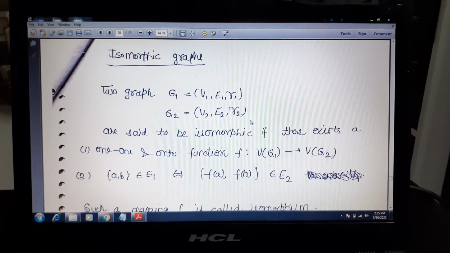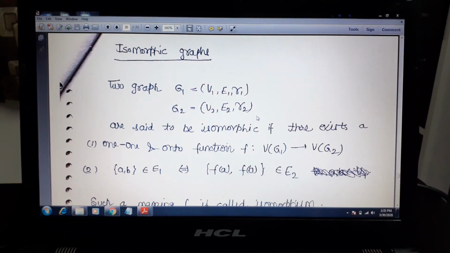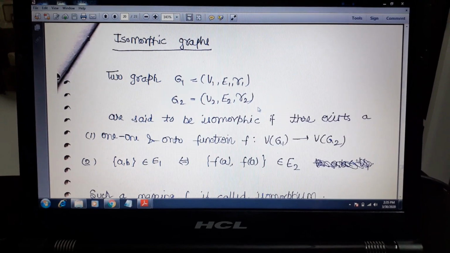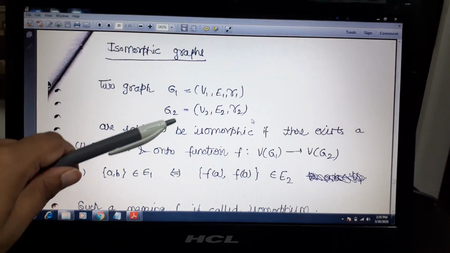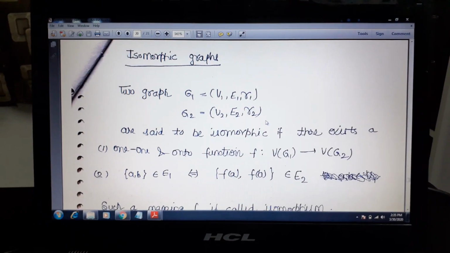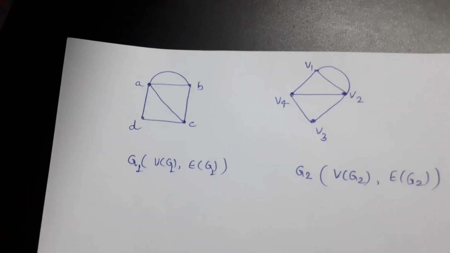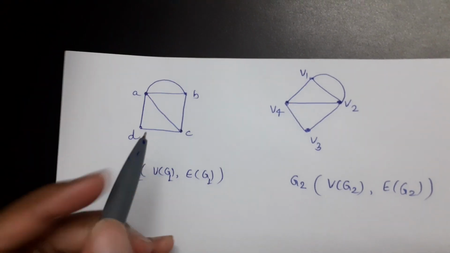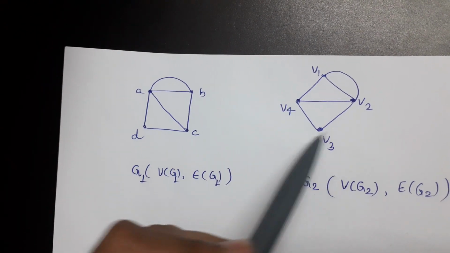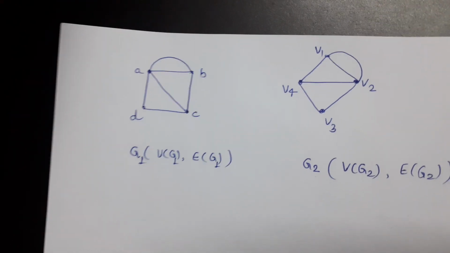Hello everyone. Next topic is isomorphic graphs, or you can say isomorphism in the graphs. So here you are given any two graphs, say G1 and G2, and you have to show that these graphs are isomorphic. Before going to the formal definition, let us understand the topic with the help of an example. Suppose these are the graphs given to you and you have to show that these graphs are isomorphic.